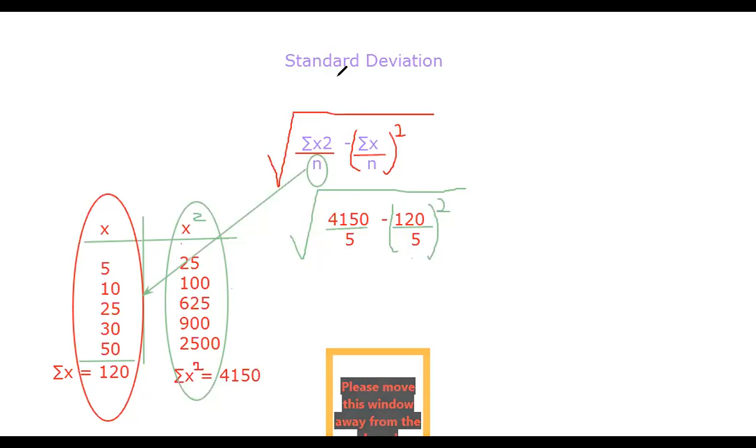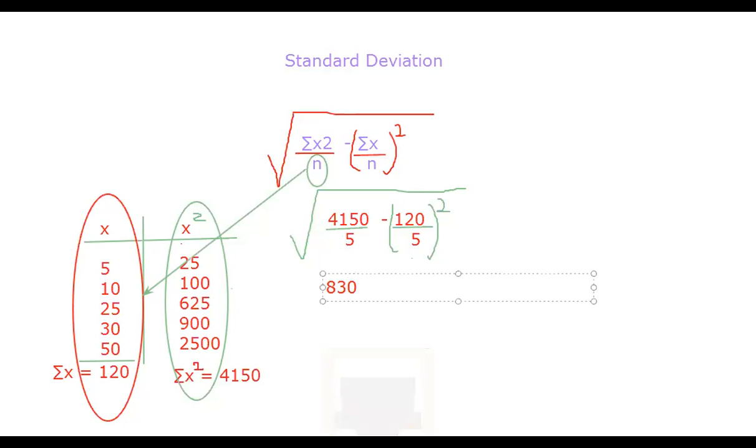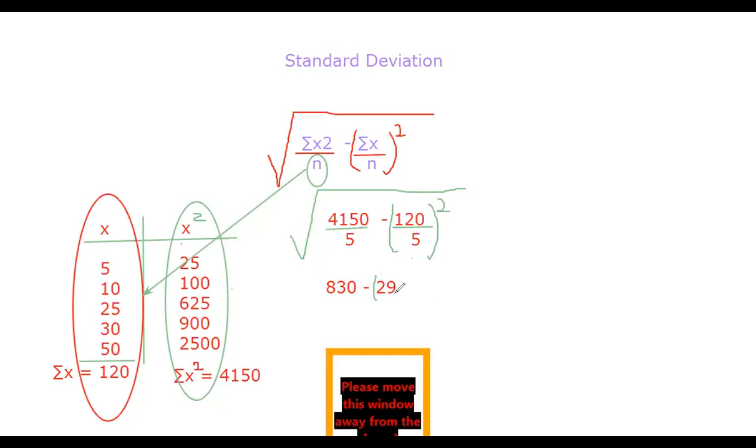4150 divided by 5 is 830, minus 120 divided by 5, that is 29. So 29 to the whole square.